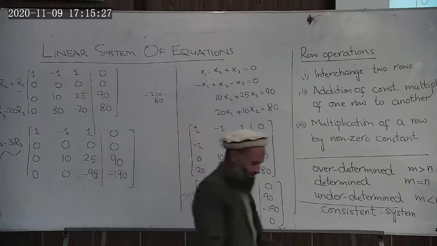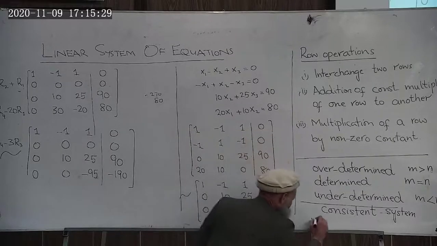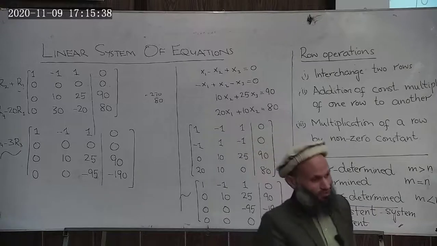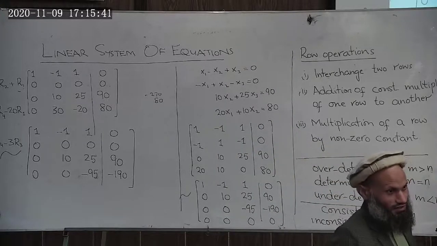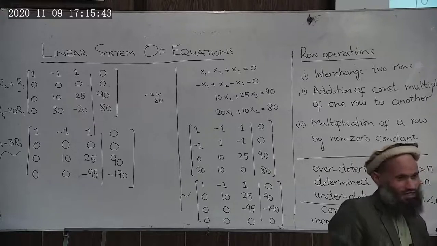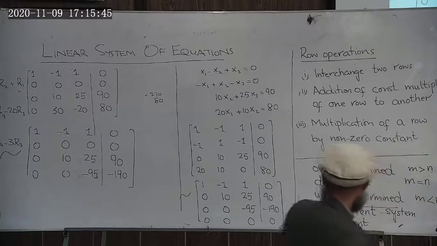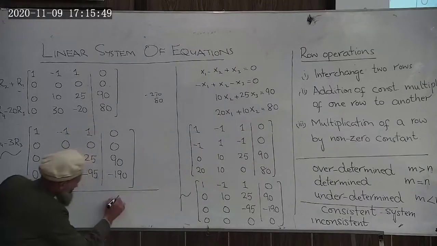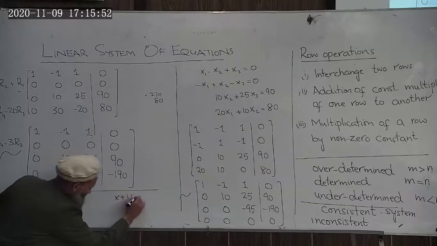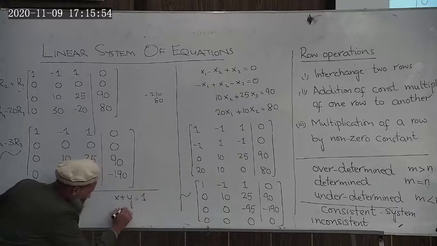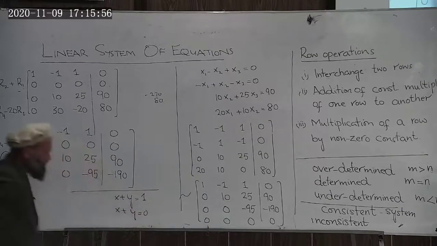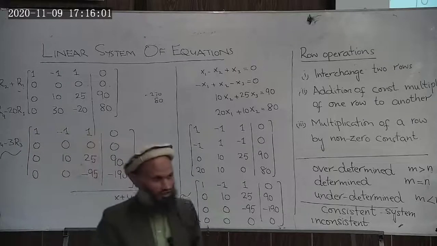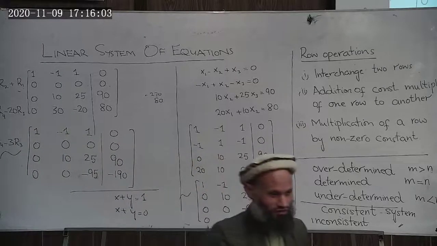And then what is an inconsistent system? If you are not able to find a solution, if a solution does not exist, then that system of equations is called an inconsistent system. We have already talked about an example. For example, x plus y equal to 1 and x plus y equal to 0. No solution existed for this particular system of equations. Therefore, this system of equations was inconsistent.